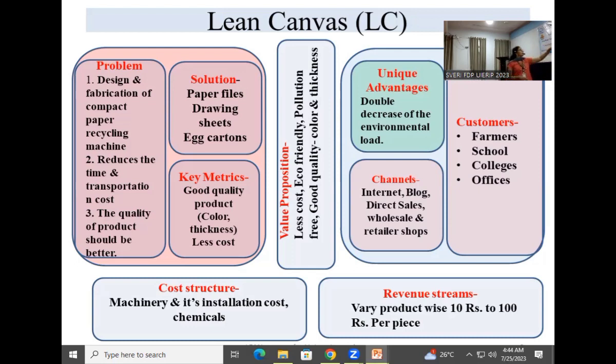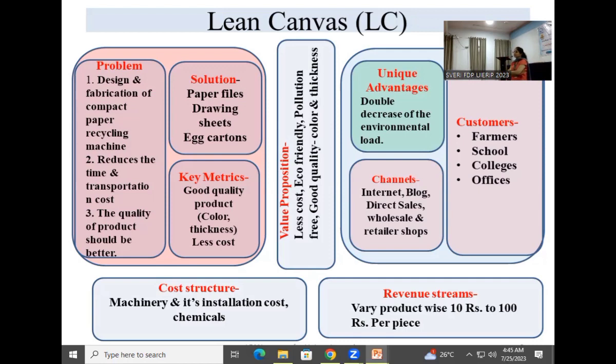Then value proposition: less cost, eco-friendly, pollution-free, good quality, color and thickness. Again, it cannot be a perfect lean canvas model, but at least they tried, they have thought of all these angles at this stage. That is again enough. Second, unique advantages: a double decrease of the environmental load.